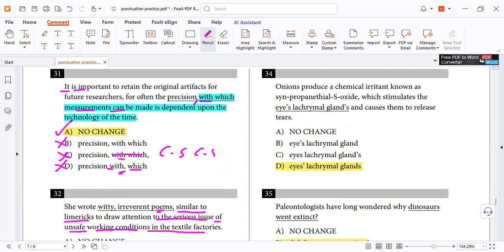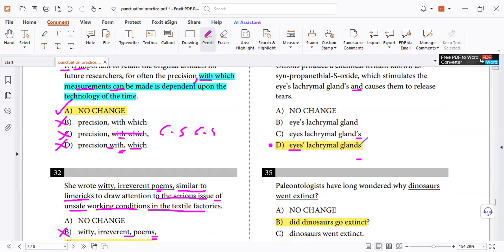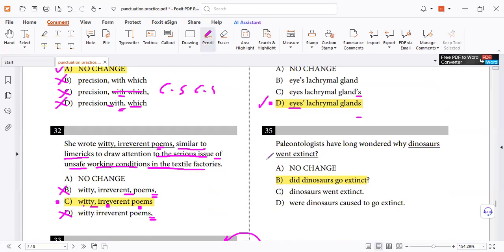Number 34. It must be letter D, correct? Yes, because I is used as plural. That's brilliant. Of course, here we don't have possession, so the apostrophe is wrong. So letter D.